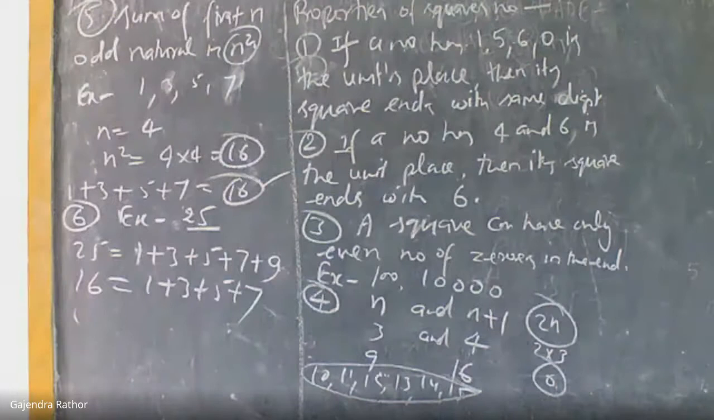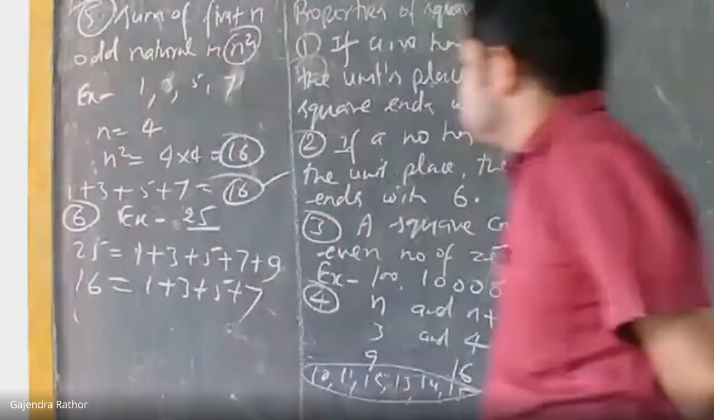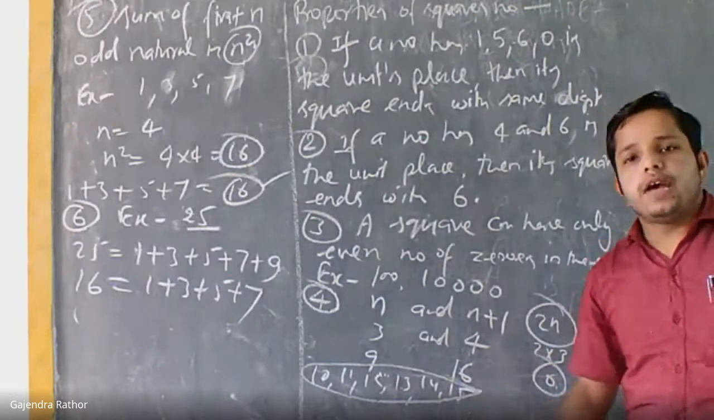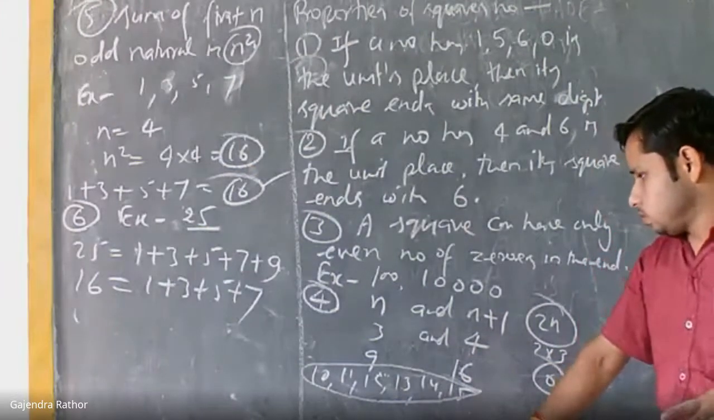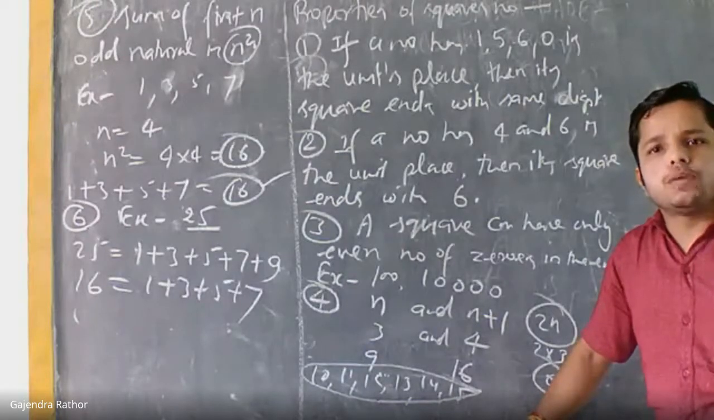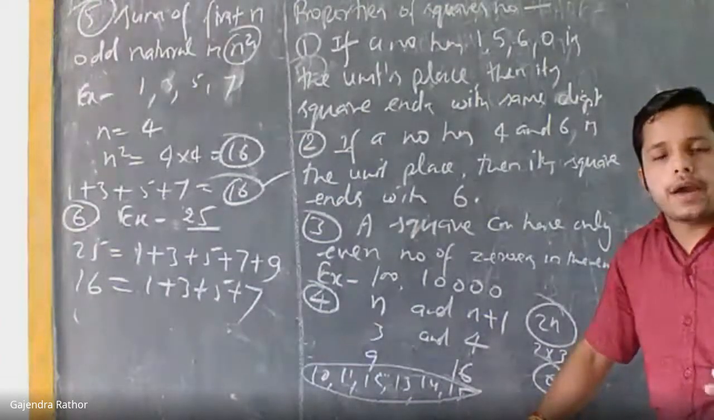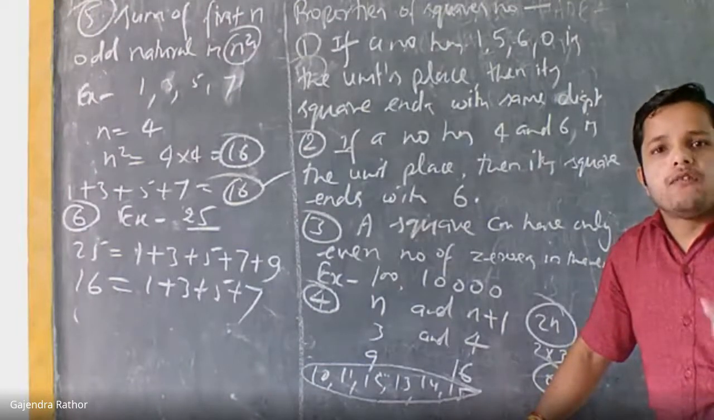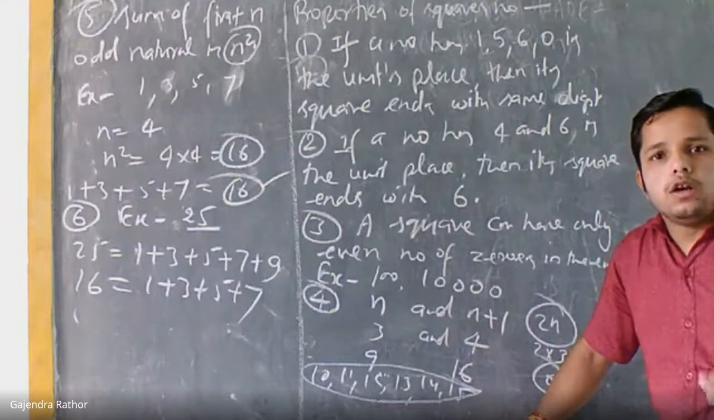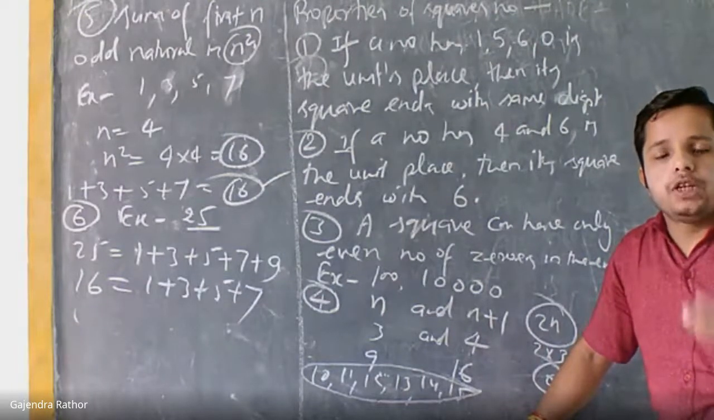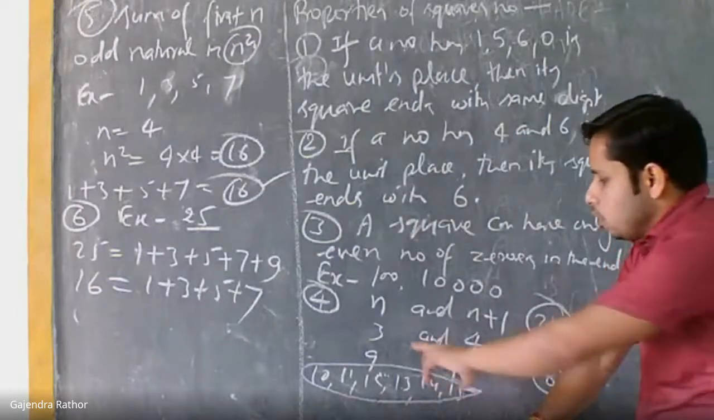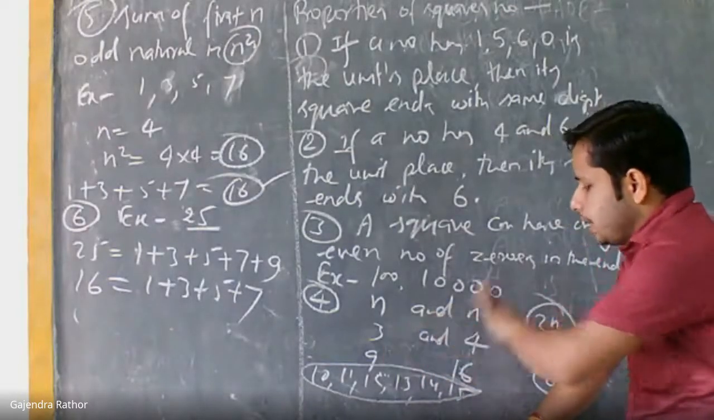Okay. Fourth property. Where is the fourth? This is fourth. If we have any two consecutive numbers, the question is to find the number of non-perfect square numbers between the squares of these numbers. Okay, so example 3 and 4.